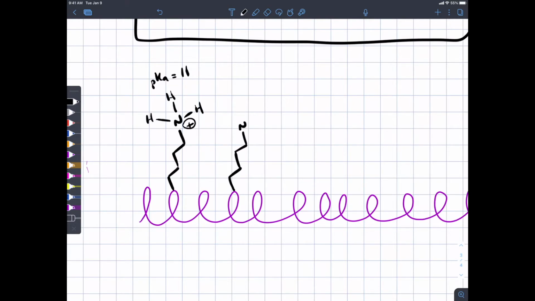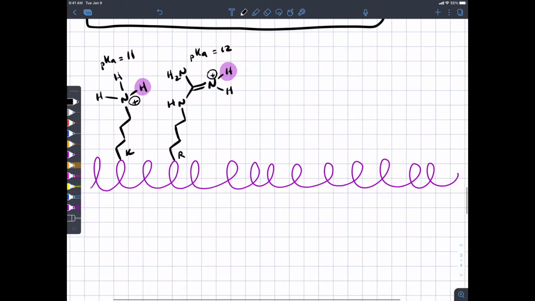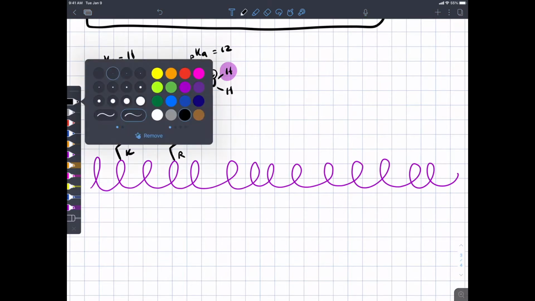There's another side chain that looks like this. This side chain is called arginine, and the acidic proton there has a pKa of 12. I'm writing the one-letter codes for those of you that know them. If you don't, don't worry about it.